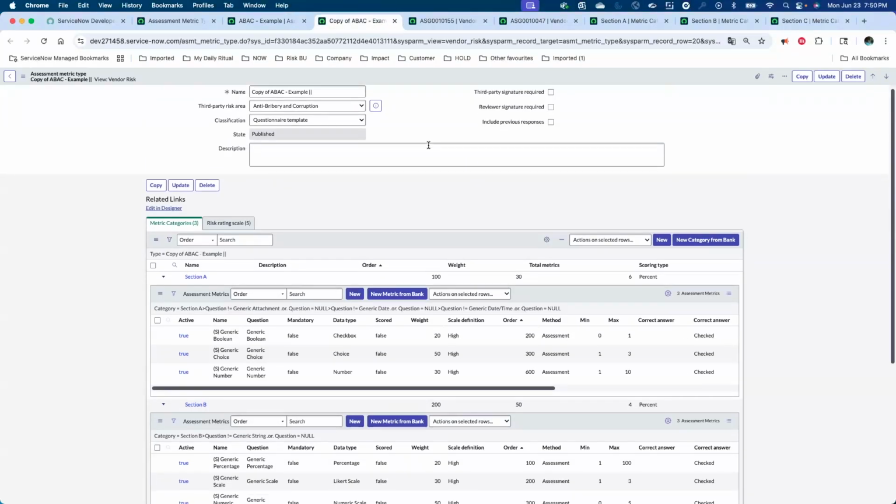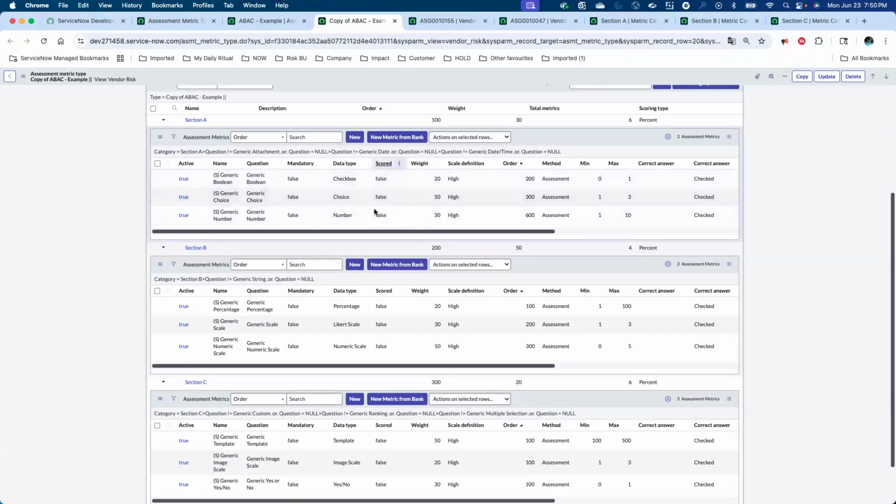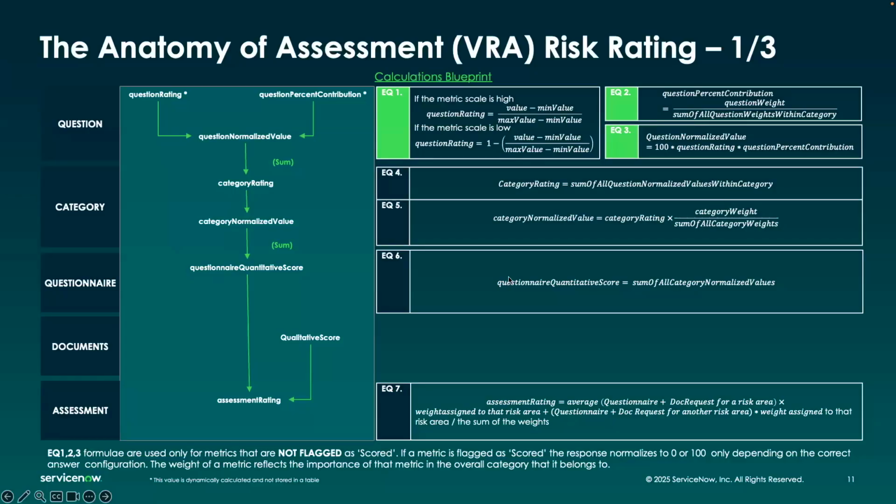With regards to the second assessment in our example, another example, scored value is false across the board. And when it is false, the way the calculation blueprint works is that it accounts for equation 1, 2, and 3 as described here in the calculation blueprint. So it does calculate the question rating, then come up with the question percentage contribution, and then ultimately derives the normalized value. And again, as a reminder, question rating and question percentage contribution are not stored in the database. What is stored is the normalized value. So this is what we are about to investigate.